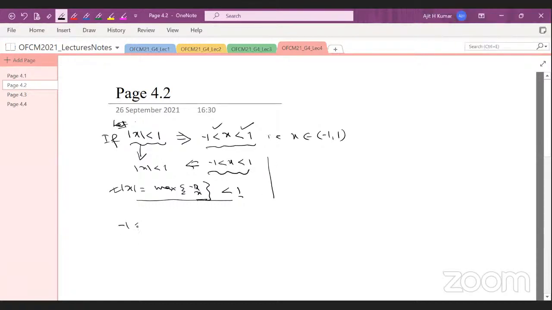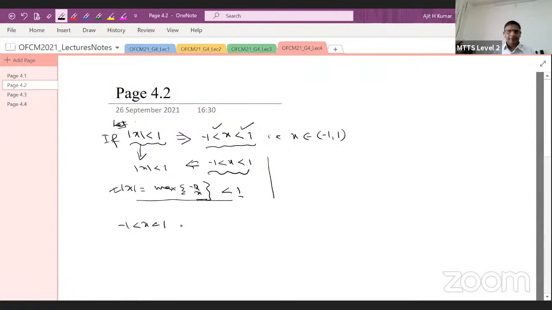Yes, sir. When I say minus 1 less than x less than 1, this means that minus 1 is less than x. That is same as saying x is greater than minus 1, right? Another one is x strictly less than 1. So from these two, if x is greater than minus 1, and if x is less than 1, what can we say about the maximum of this? Okay, so let's just keep.